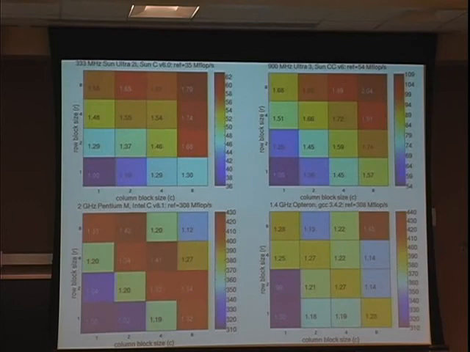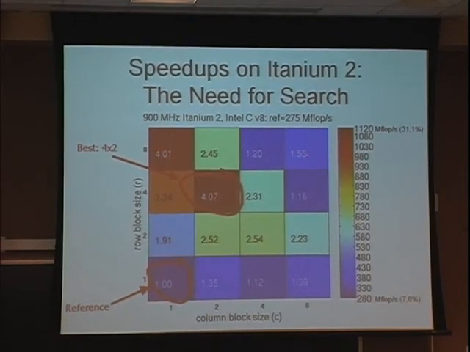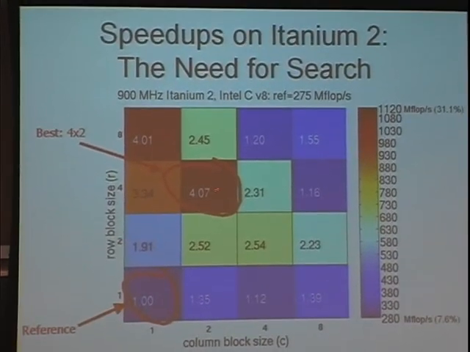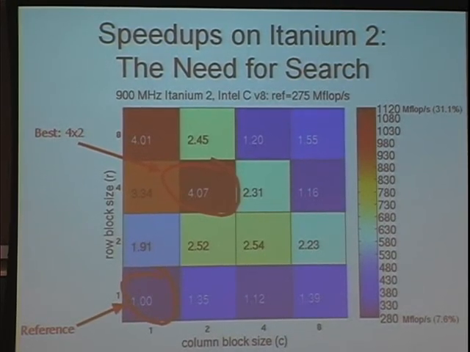Back up one more. It could be that we could raise this 1.55 to 4.07 by reorganizing the 8x8 block to be internally doing 4x2 blocks by using a larger search space, right? So we haven't really tuned over all these possibilities. We simply say, okay, 4 by 2 wins.